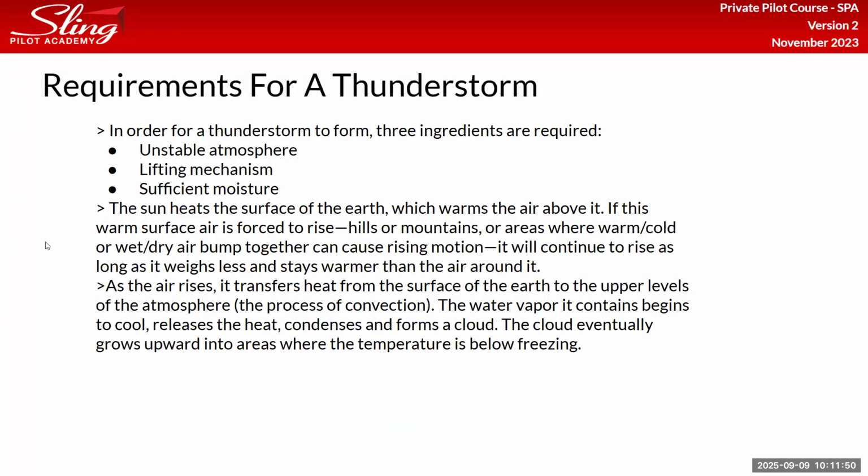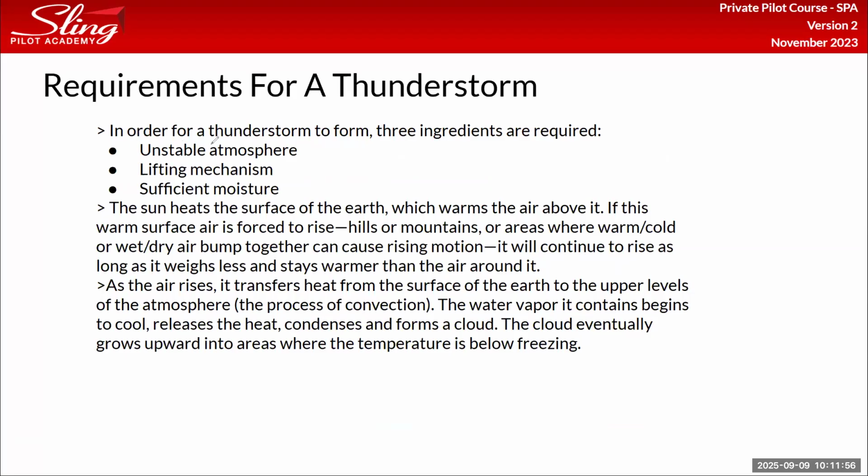Okay, write this down. Requirements for a thunderstorm. Very important. Unstable atmosphere, lifting mechanism, and sufficient moisture. You will be asked this on phase checks and a check ride. You will be asked what the requirements for a thunderstorm are, and you have to list each one of these. You need an unstable atmosphere, a lifting mechanism, and sufficient moisture.